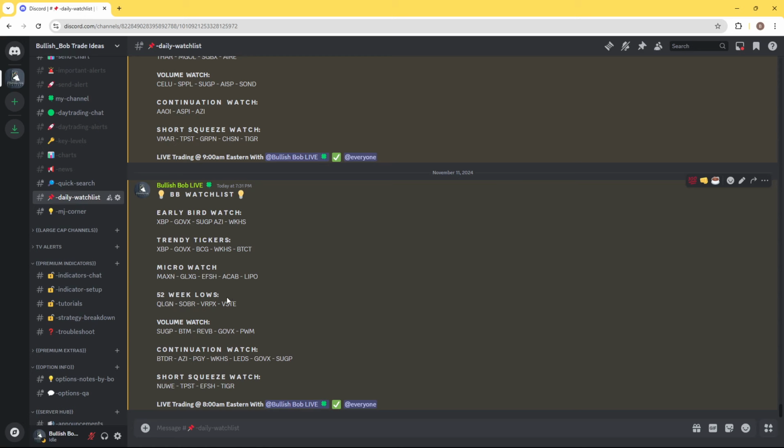52-week lows. This is going to be stocks that are hitting or near 52-week lows, so yearly lows here. So QLGN, SOBR, VRPX, and VSTE. Now, this isn't typically where I like to trade. This isn't the list that I typically like to eye for my type of trading. I'm more of a bullish momentum type trader. But in our community, we have many different traders, right? So we've built this list to really aid and add value for everyone. It's not just built with just me in mind.